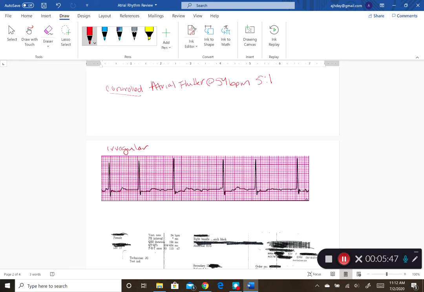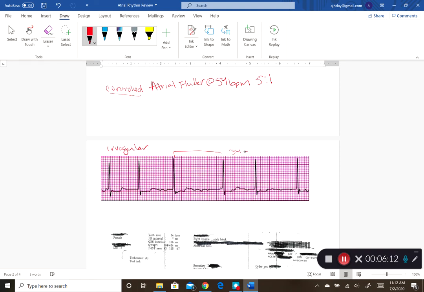To figure out my slowest rate, I'm going to look at my widest RR interval, which seems to be this one here. So 5, 10, 15, 20, 24, 25, 26, 27, 28. So 1500 divided by 28 gives me 53.5, so 54 beats per minute.